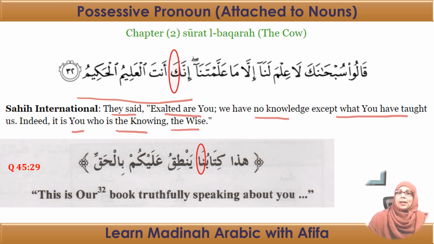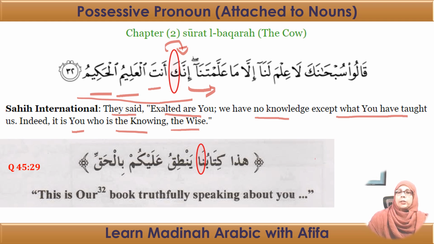It is innaka antal alimul hakim. Here we observe that there is a particle of emphasis which is inna, meaning surely, and this pronoun ka has been attached to inna. So that's why this is the form that we discussed earlier. This is the attached form of the pronoun for you, right? So this is innaka. Here the angels are speaking to Allah and the you is actually addressing Allah here.